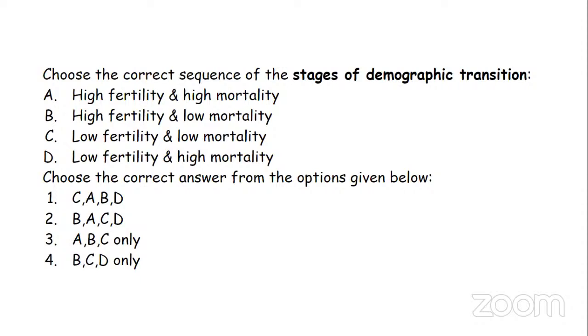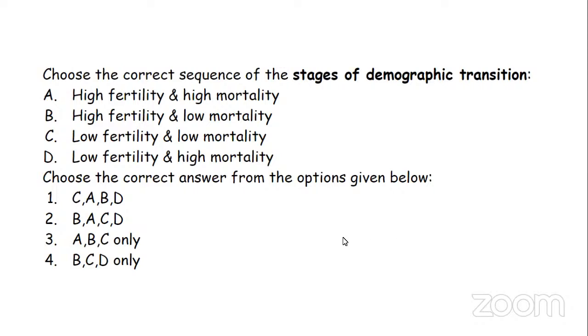Okay, so this is the first question. Choose the correct sequence of the stages of demographic transition. You have to select the correct sequence of the stages, and the stages are given here as option A, high fertility and high mortality. Option B, high fertility and low mortality. Option C, low fertility and low mortality. Option D, low fertility and high mortality.